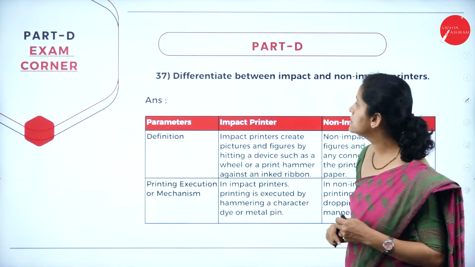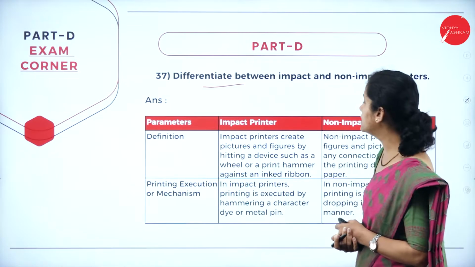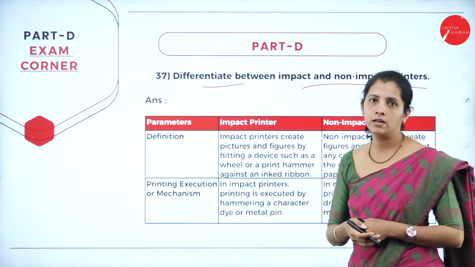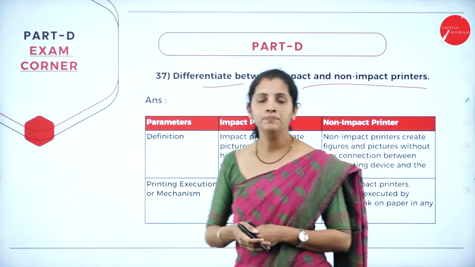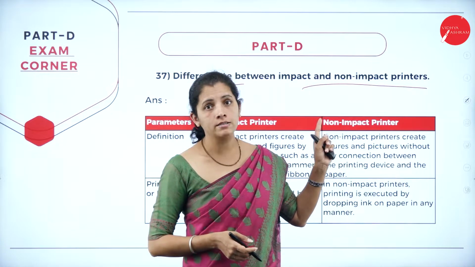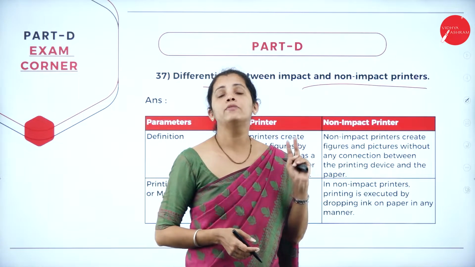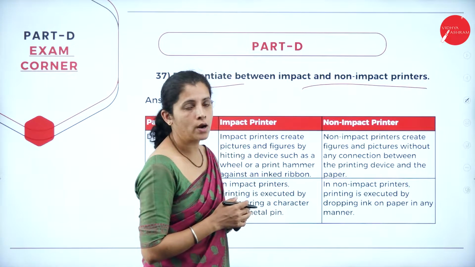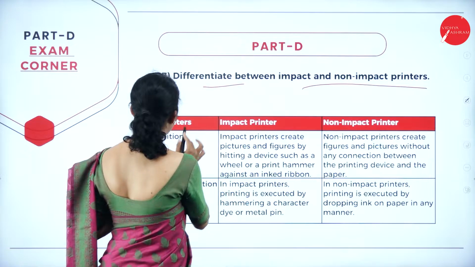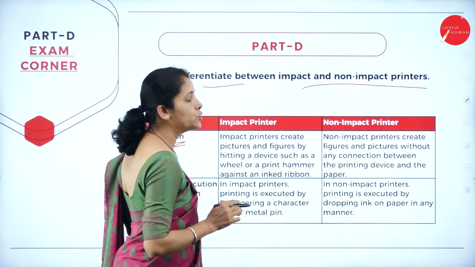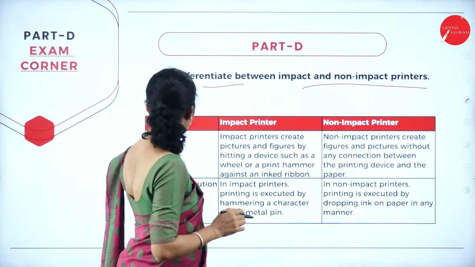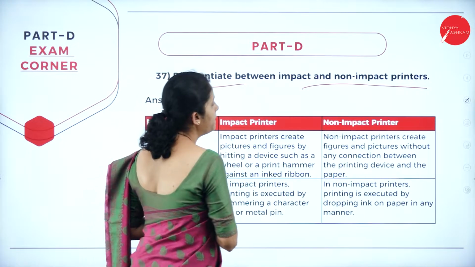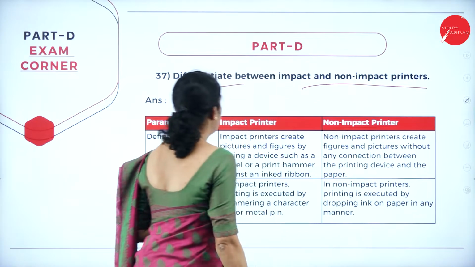Now, let me consider another question here, that is the difference between impact printer and non-impact printer. See the difference here, it is for 5 marks, and at least write 5 differences so that each difference carries 1 mark. Now, based on the parameter, first I'm going to write the definition. So, the first parameter is definition. Here it is my impact printer and this is my non-impact printer.